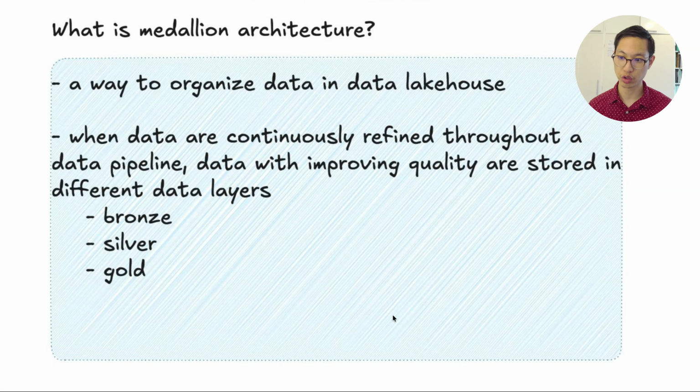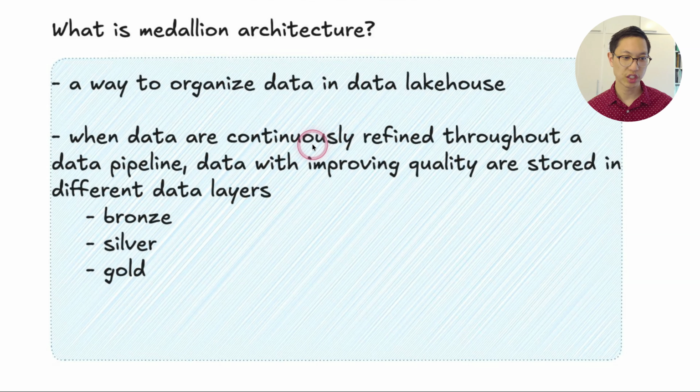So this will be really interesting. Let's move on to the slides and we'll go into Medallion architecture. So what is the Medallion architecture? It's a way to organize data in a data lakehouse. We know that Databricks is a data lakehouse. That means it contains both the data lake and the data warehouse, basically a combination of these two. But it's a way to organize the data.